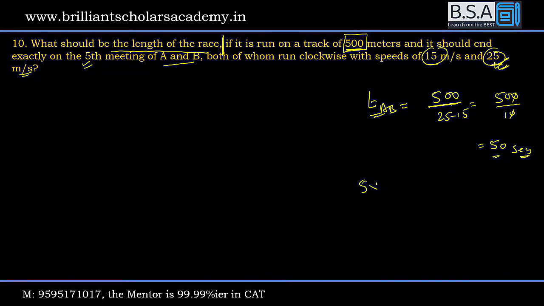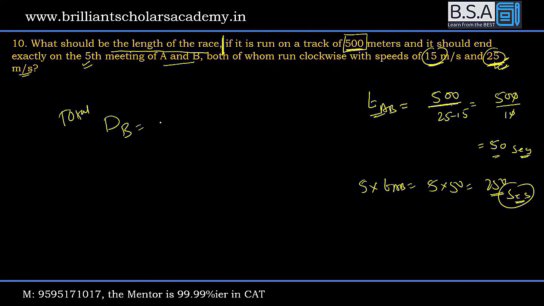So their fifth meeting will happen in 250 seconds. Out of these, this is the one who is going to win the race. How much distance has been traveled by B? Total distance traveled by B: because the speed is 25 and he has been traveling for 250 seconds, so 6250 meters is the race.